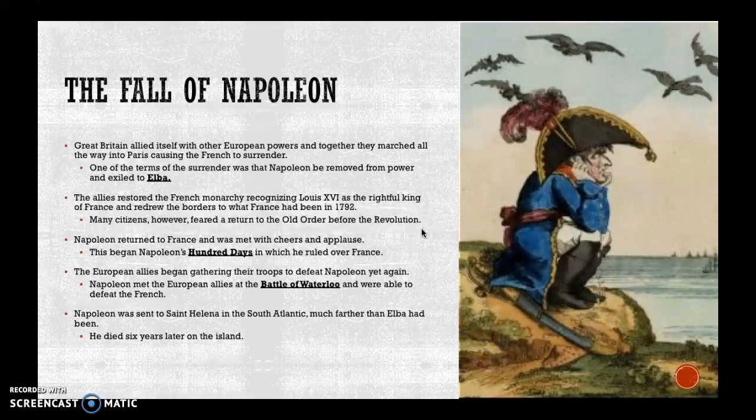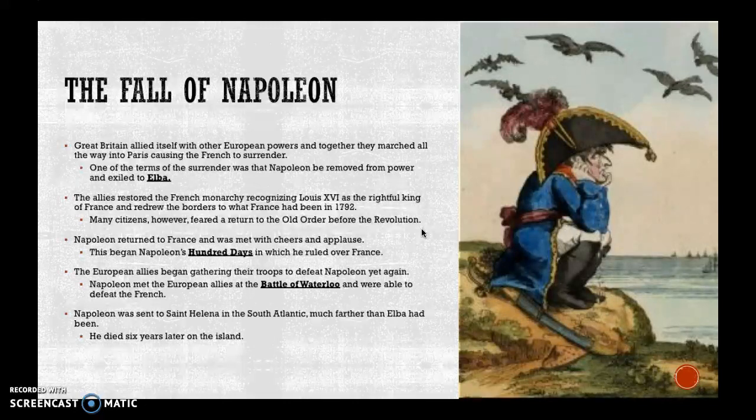The Allies restored the French monarchy and recognized King Louis as the rightful king of France, redrew the borders to what France had been before Napoleon, but a lot of people feared that the old order, the Third, Second, and First Estates, would return based on the fact that the monarchy was back. Napoleon overall returned to France and was met with cheers and applause because the people thought that he was going to restore the power of France again.